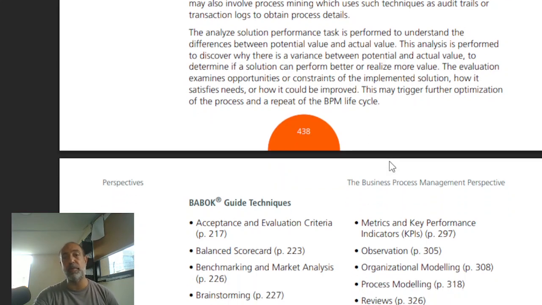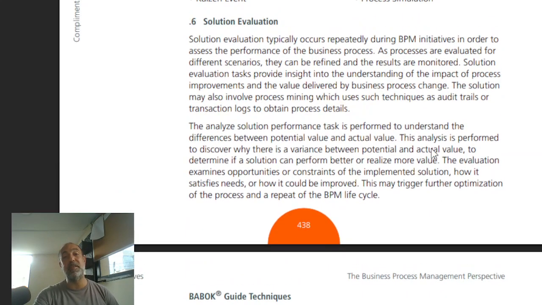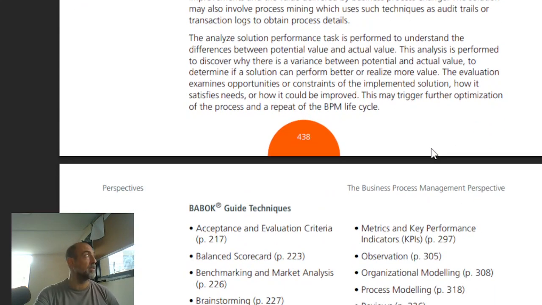It may trigger further optimization in the process and repeat the BPM life cycle. Remember, it's a life cycle. So BPM is a cycle. Business process management is a consistent, cyclical thing. So you're always looking at it, okay. And every time you do something new, more things pop up. And when more things pop up, you get to experiment differently with other stuff.